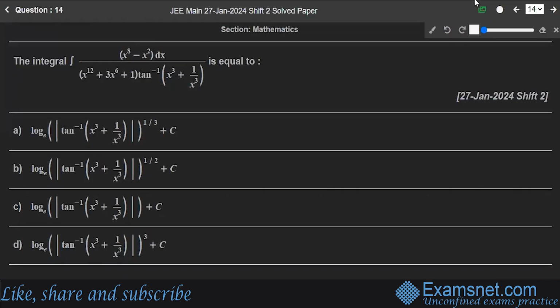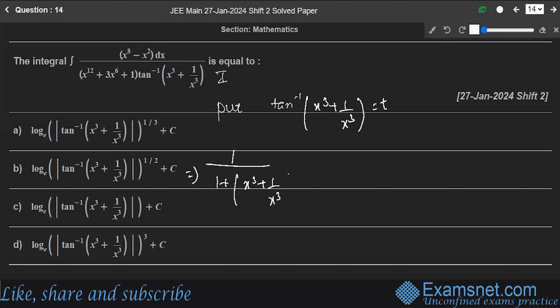Question number 14, you have to find out the integral value for this function. Let's say this function is equal to I. So very first thing, I'll put this function tangent inverse of x cube plus 1 upon x cube as t. So this will be equal to, let's differentiate both sides with respect to t. So you will have this as 1 upon 1 plus x cube plus this into derivative of this function, 3x squared minus 3 upon x power 4, dx is equal to dt.